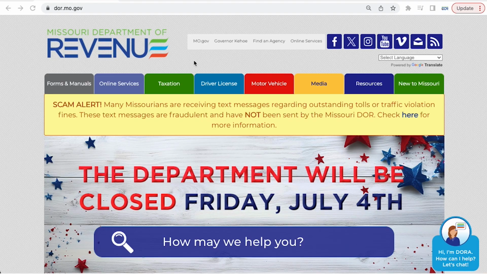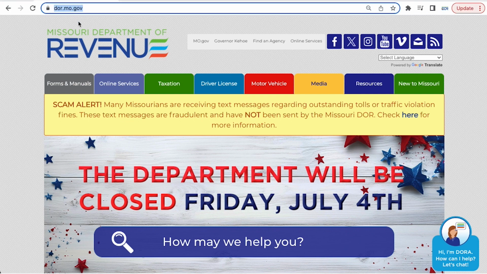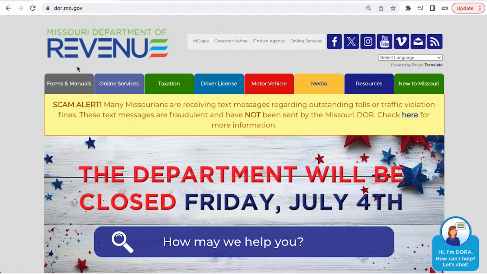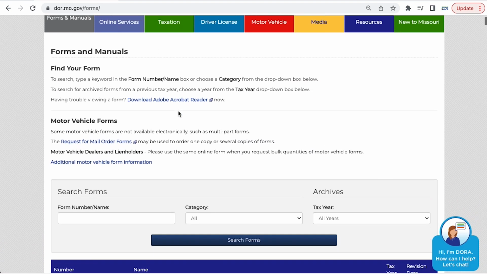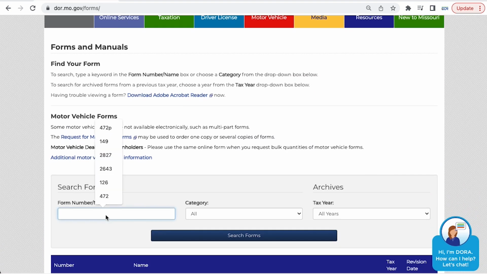All forms can be located on our website, dor.mo.gov. On the home page, there is a tab for Forms and Manuals. Click here and you will be taken to a page where you can search for whatever forms you may need for your situation. These forms can be downloaded, printed, or filled out digitally.